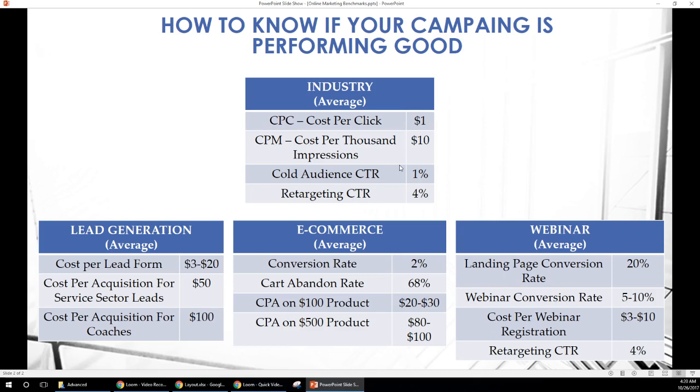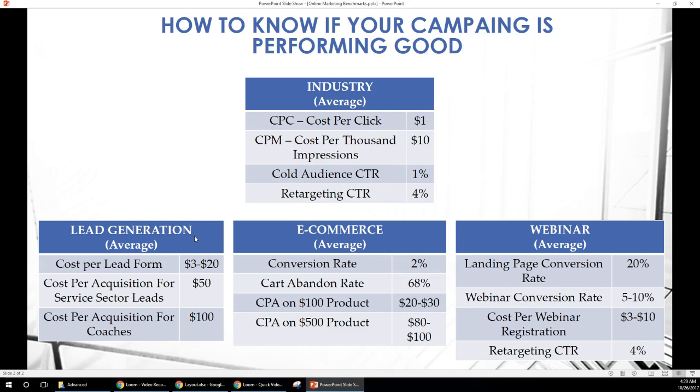Cold audience click-through rate. So this is for the top of the funnel. We want to have at least 1% click-through rate. Okay, this also includes lookalike. Retargeting click-through rate, so this is for the middle and bottom of the funnel, needs to be at least 4%. If any of these are below what you see here, that means that we need to change things.